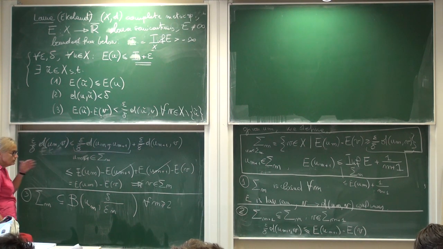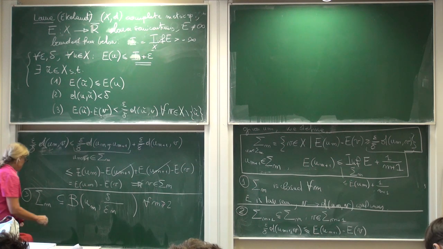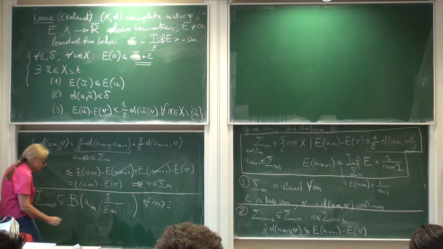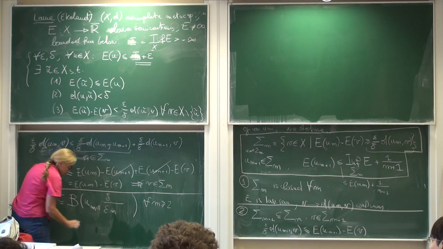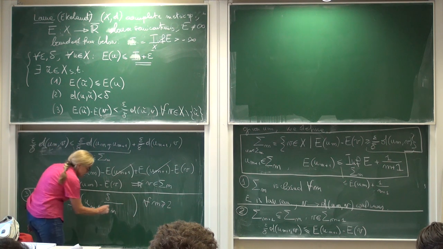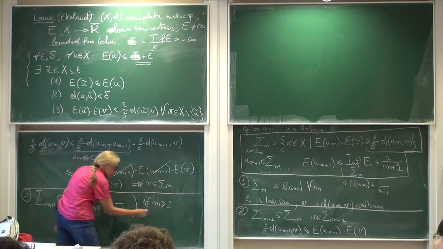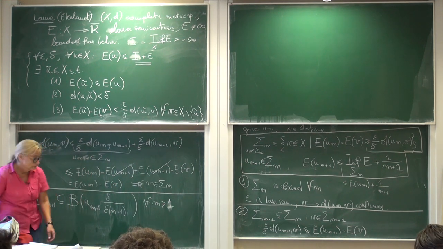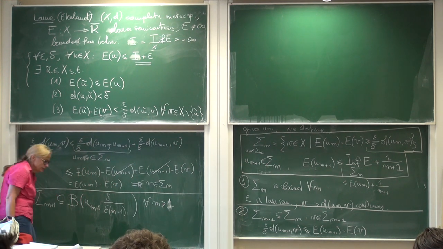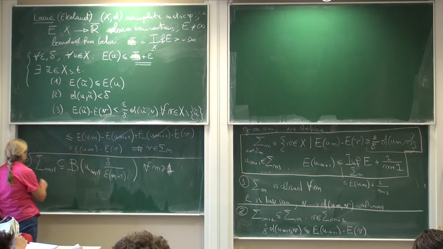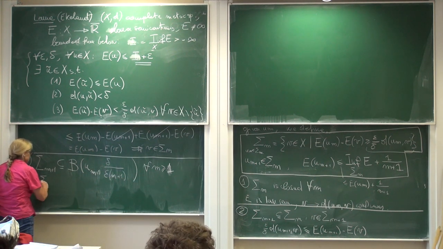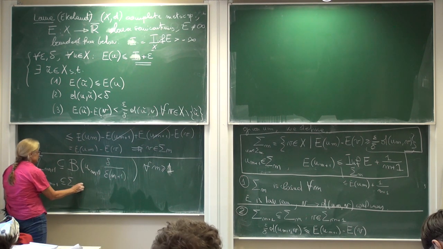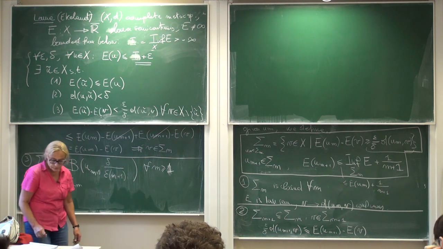And actually, in order to simplify notations, I will prove that sigma of m plus 1 is contained in the ball of center u m plus 1 for any m greater or equal than 1, that's the same. So to prove this, I have to take any point v in sigma m plus 1. Recall that this is contained in sigma m by step 2.